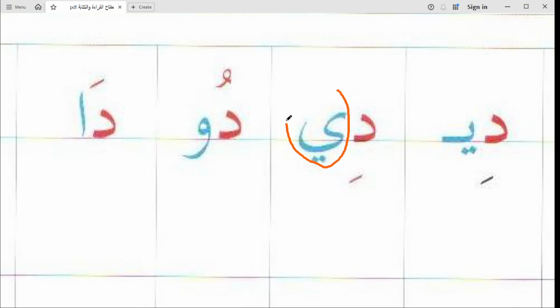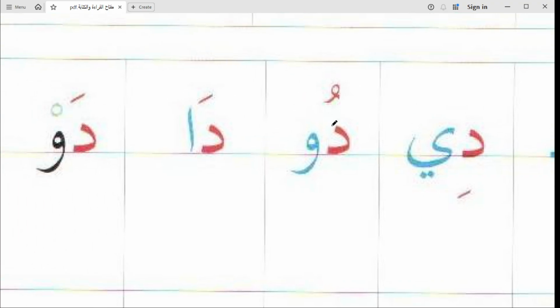And this is also a ya, but it's the isolated version of ya. It's the isolated version, alright? This is the initial version of joining. Daal with kasra is di, with ya is also going to be dee here. Alright? Daal with dhamma is du, with waw is going to be doo. Why? Because the waw came to elongate the sound of the dhamma, which is oo. So it's going to be doo.